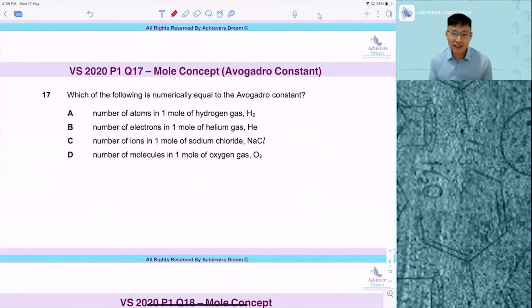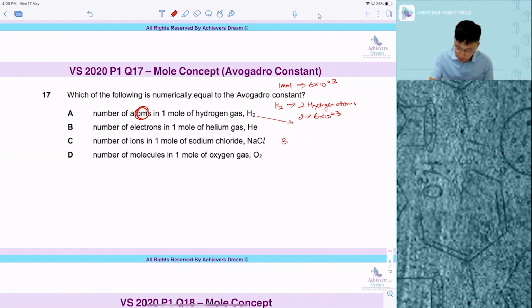Let's move on to question 17, mole concept. In this topic on mole concept, the Avogadro constant states that every 1 mole of particles, of gas, or whatever is given, is equivalent to 6 times 10 to the power of 23. That's a number. In this case, the number of atoms in 1 mole of H2 gas. Take note, 1 H2 consists of 2 hydrogen atoms, so you need to multiply by 2 times 6 times 10 to the power of 23. So that's for A.